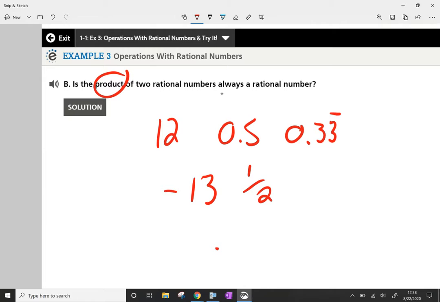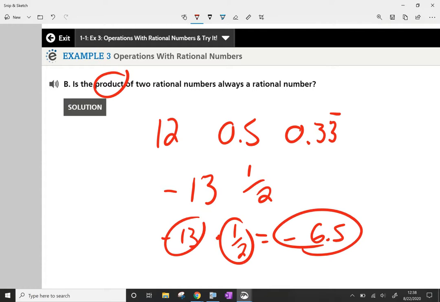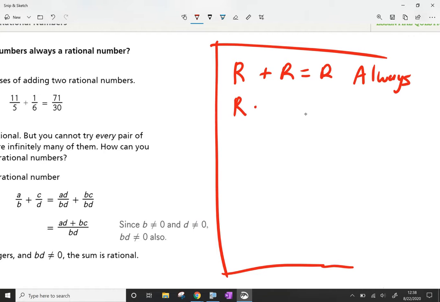What about negative 13 times 1/2? Well, this ends up being negative 6.5, which again is a rational number. 1/2 is a rational number, and negative 6.5 is a rational number. So it's true here. We have a rational times a rational, and it equals a rational. So what I want us to do is add that to our list: rational times a rational equals a rational. And this is always true. So whether you add them or multiply them, rationals together equal more rationals, okay?